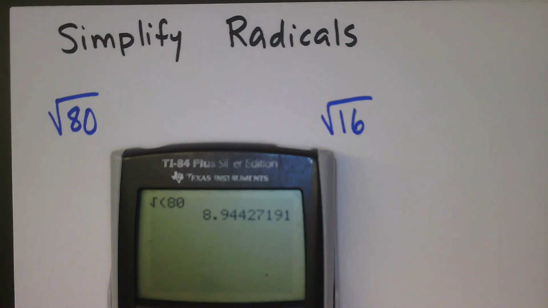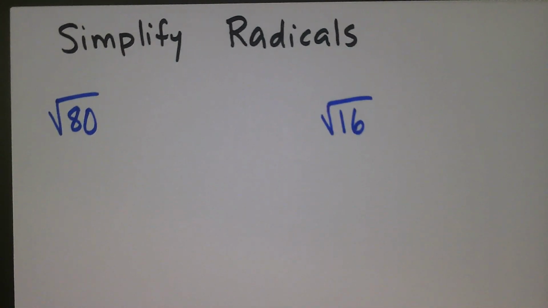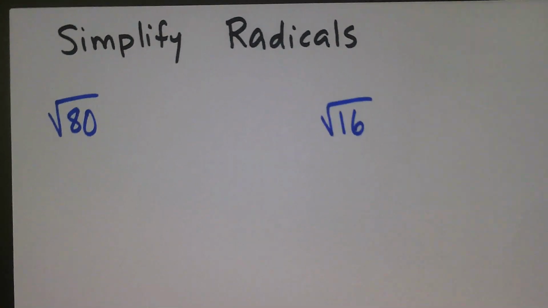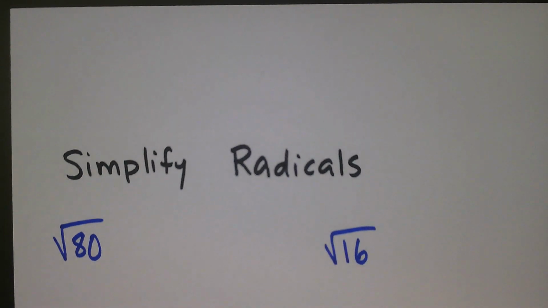There we go. And it's not a perfect square, right? There's no whole number that goes into this perfectly. So we want to see if any perfect squares go into that number. So we do need to be pretty familiar with what the perfect squares are. Here, I'll pull this down for a second.